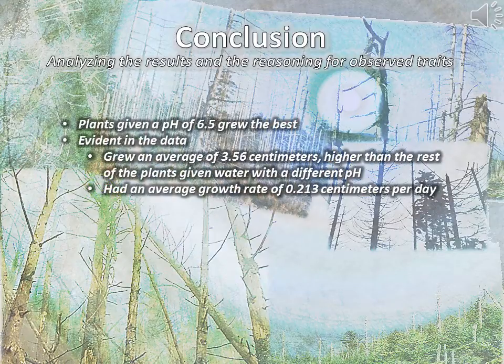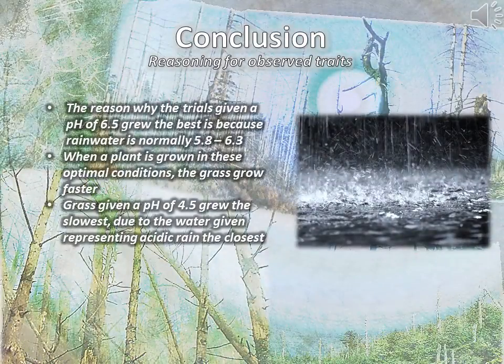Plants given water with a pH of 4.5 and 5.5 had the lowest total growth and the lowest growth per day, as stated in the hypothesis. But plants given water with a slightly acidic pH grew the best, compared to the control group of a pH of 7. Rainwater that hasn't been acidified usually has a pH of 5.8 to 6.3. When plants are grown in these optimal conditions, the grass grows faster. Grass given a pH of 4.5 grew the slowest due to the water representing acidic rain the closest.